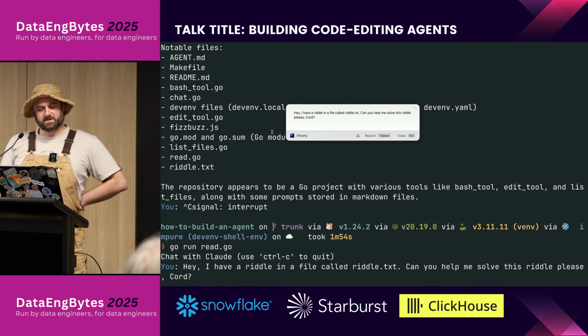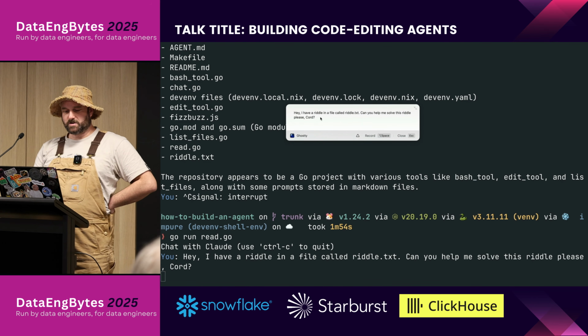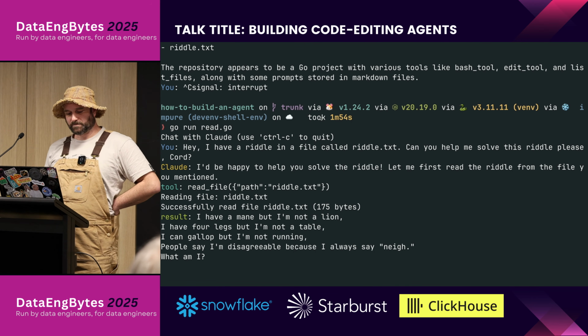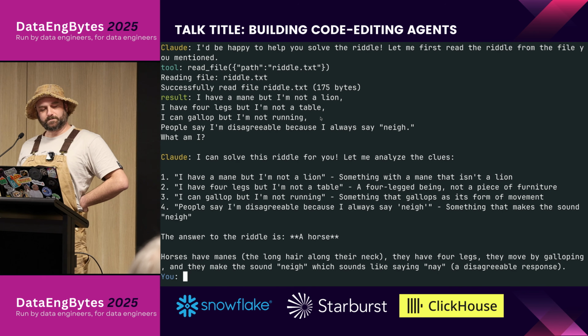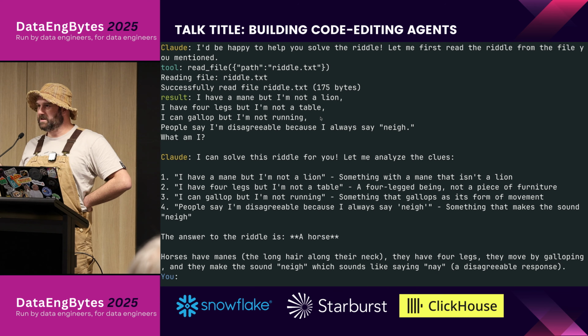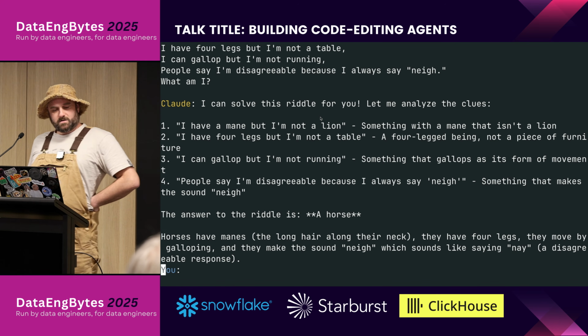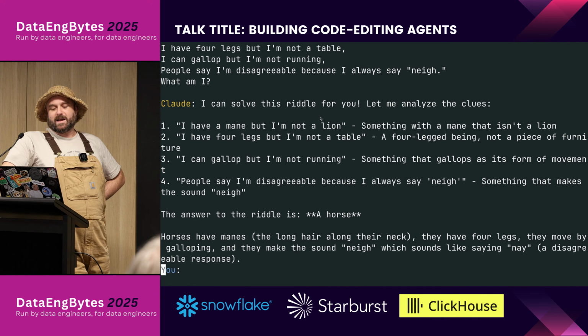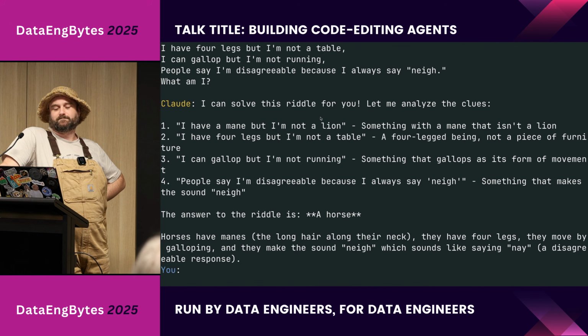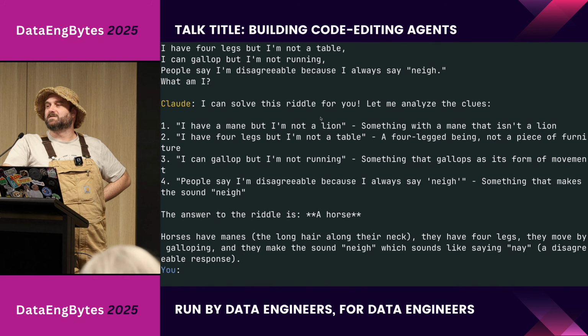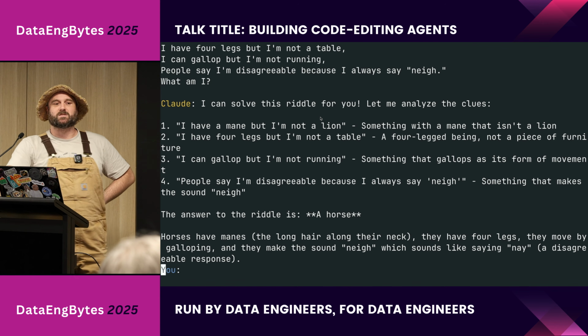So in this file system, I have a file called riddle.txt. It's going to read that file, and then it's going to allocate the result of reading that file, and it's going to use that prompt or that chat conversation I just had. It wants me to solve what this is. It's simple: I have a mane, but I'm not a lion. And the answer to the riddle is a horse. You are a horse. Sweet.